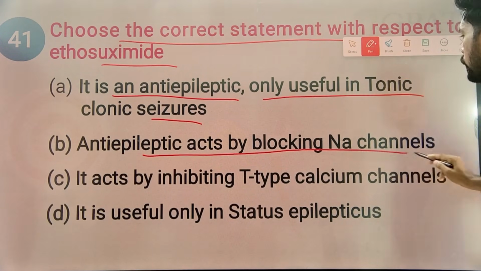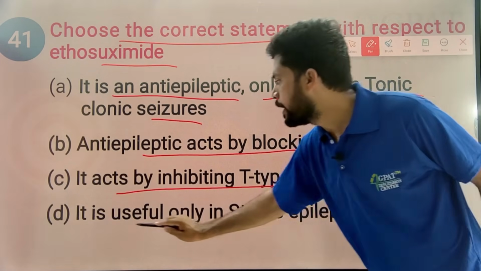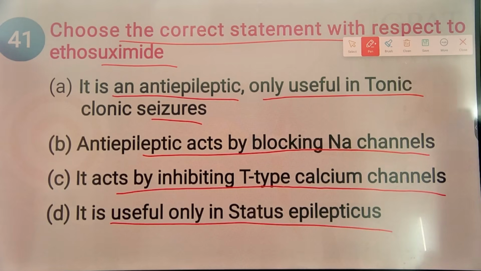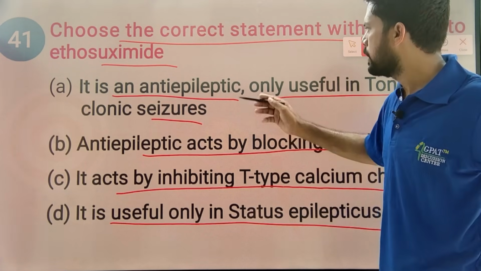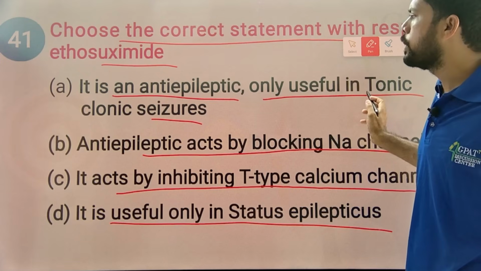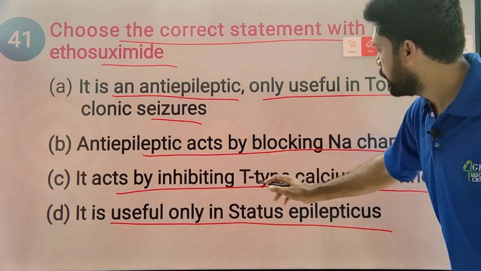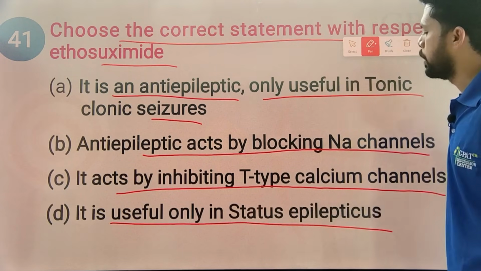Anti-epileptic that acts by blocking the sodium channels. It acts by inhibiting the T-type calcium channels. It is useful only in status epilepticus. So choose the correct statement. Yes, it is anti-epileptic but not used in tonic-clonic seizures. It does not block the sodium channels, and it acts by inhibiting the T-type calcium channels. It is only useful in status epilepticus.